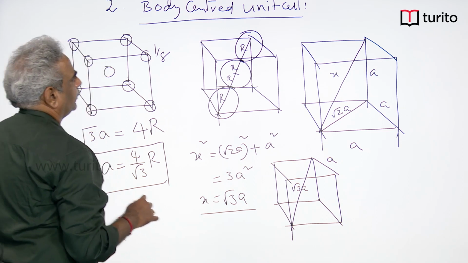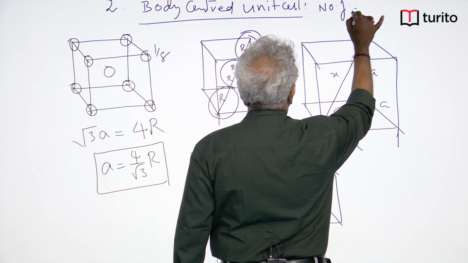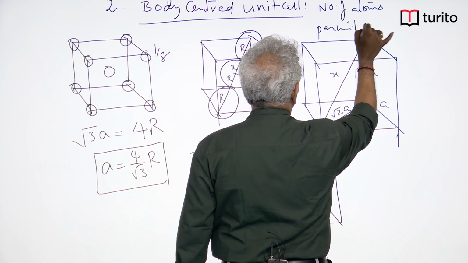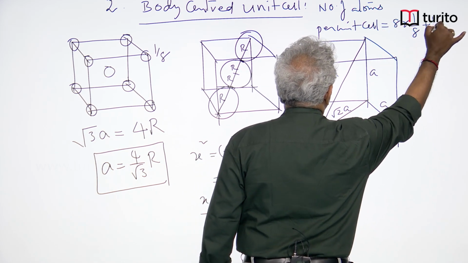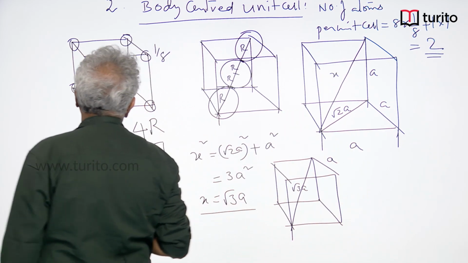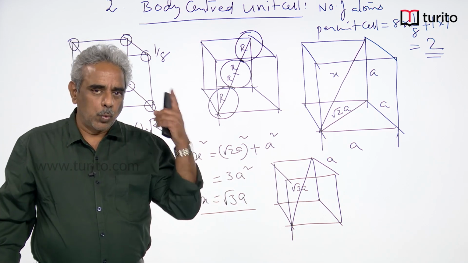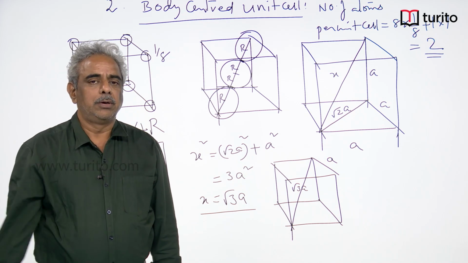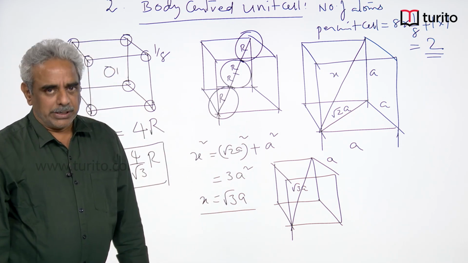Therefore, number of atoms per unit cell is 8 into 1 by 8 plus 1 into 1. What is that 1 into 1? This is the body center atom, 1. 8 corners, 8 into 1 by 8, that is also 1. So, 1 plus 1, there are 2 atoms per unit cell.